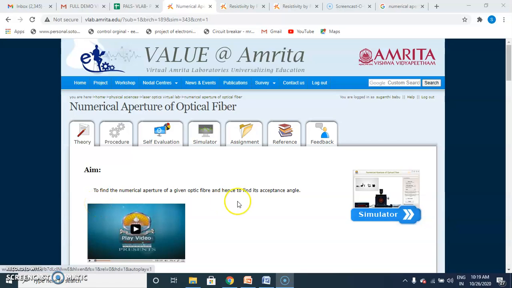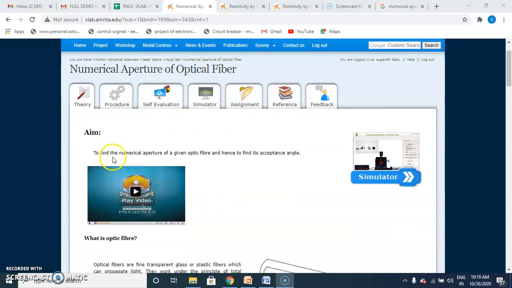Hello to everyone. In this experiment, you are going to see about the numerical aperture of the optical fiber. The aim of the experiment is to find the numerical aperture of the given optical fiber.